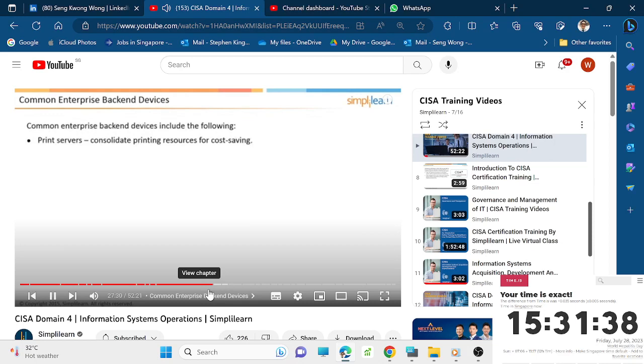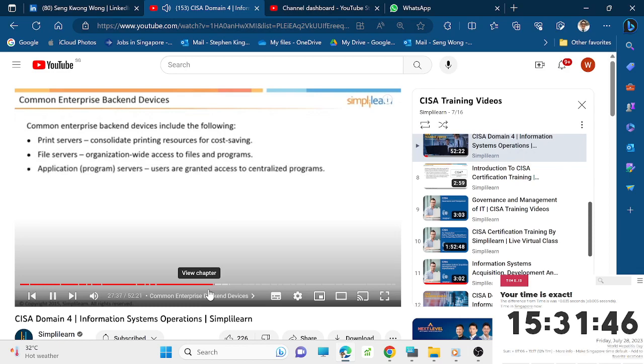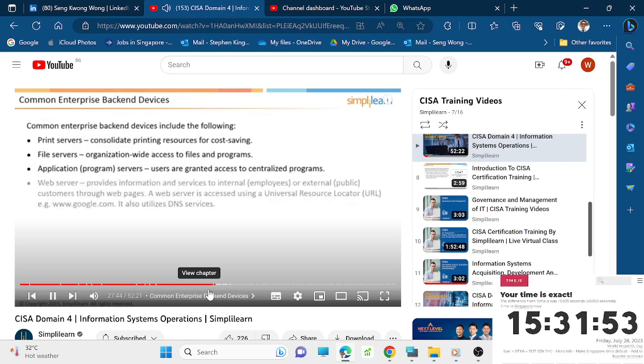Print servers, which consolidate printing resources for cost saving, file servers that manage organization-wide access to files, program servers that host applications and allow users access to centralized programs, and web servers which provide information and services to internal employees or external public customers through web pages. A web server is accessed using a Universal Resource Locator, URL, for example, www.google.com. It also utilizes DNS services.